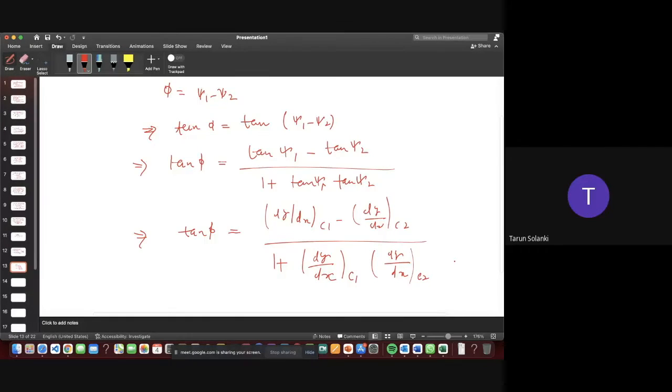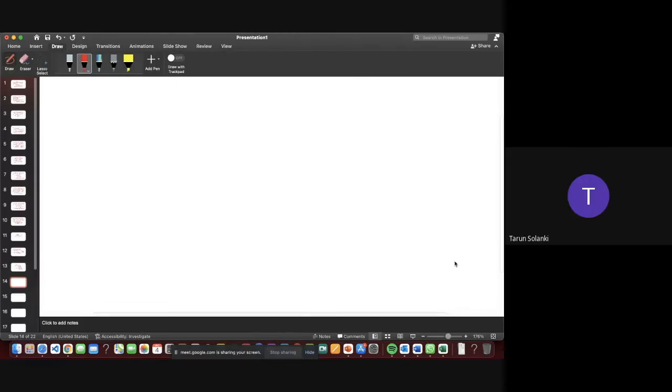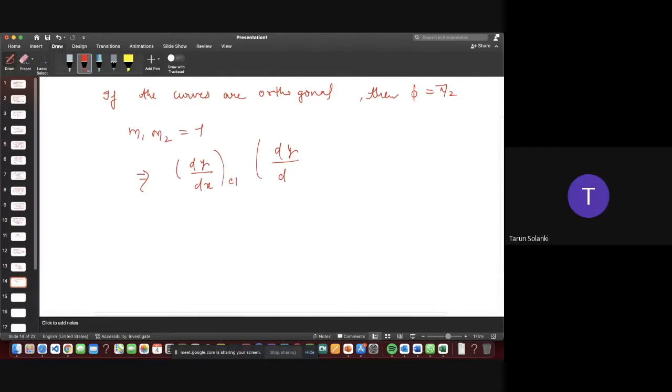So here the orthogonal equation we can write: if the curves are orthogonal, then phi is equal to pi by 2. That means m1 m2 is equal to -1. So that is dy by dx at C1 times dy by dx at C2 is equal to -1. So this is the final answer.